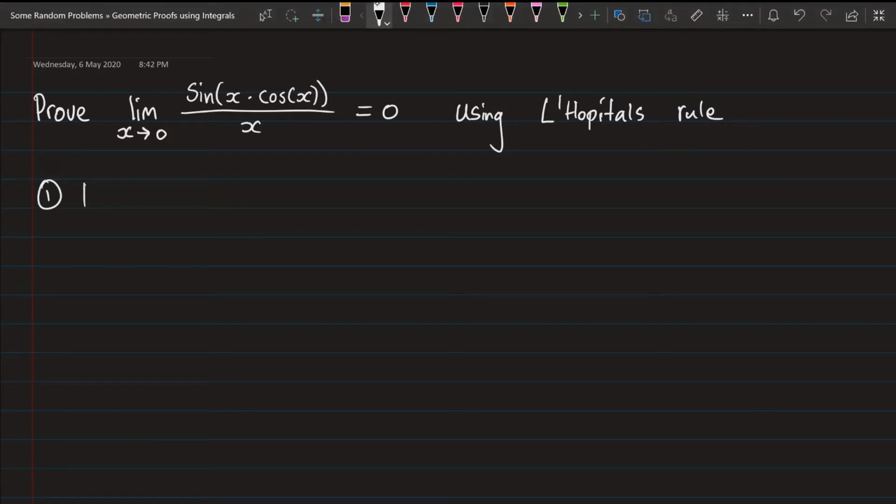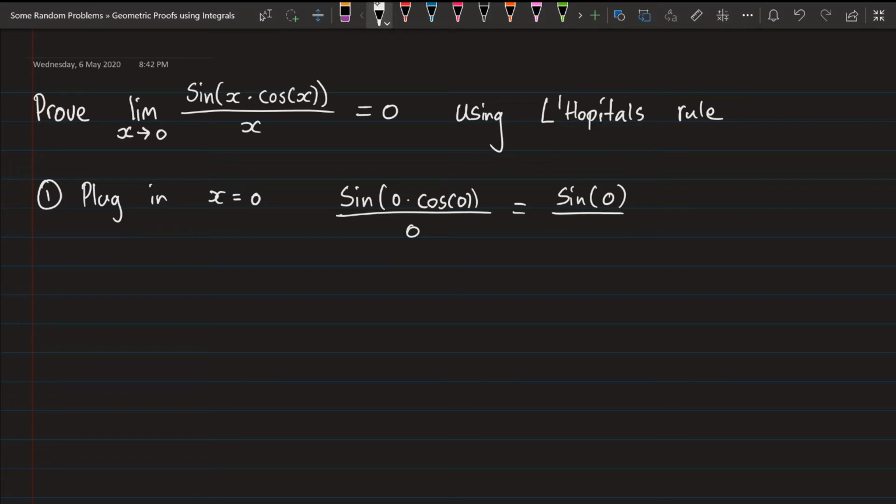Step 1, plug in x is equal to 0, see if we get indeterminate form. So we get sine of 0 multiplied by the cos of 0, all divided by 0, and that is going to be sine of 0 multiplied by 1, which is 0, all divided by 0, and we know that sine of 0 is 0, so we get 0 over 0. And that's a form of indeterminate, and that means that we can apply L'Hopital's rule.